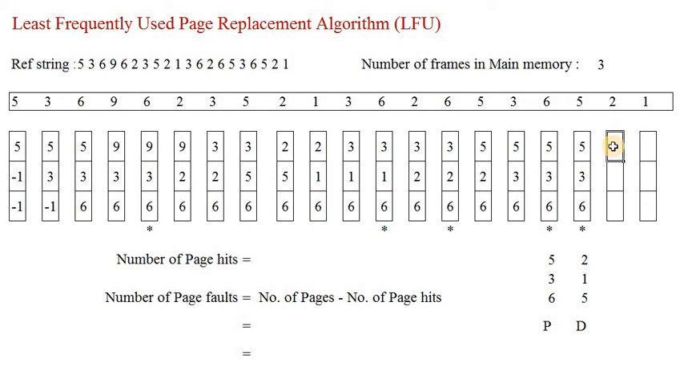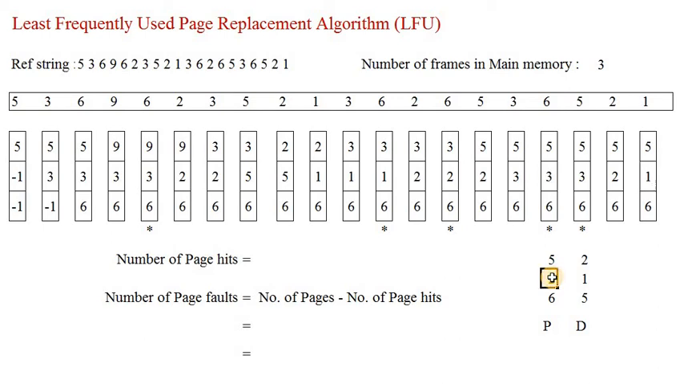And now 6 cannot be deleted. 2 is not there. 6 cannot be deleted because it has the highest degree, and 5 cannot be deleted because it has the second highest degree. The only one left is 3, which has the lowest degree, so 3 will be replaced with 2, and the degree for 2 is 1. For the next iteration, 6 cannot be deleted because it has the highest degree. 5 is the next highest degree, and the only choice is 2. 2 will be replaced with 1.